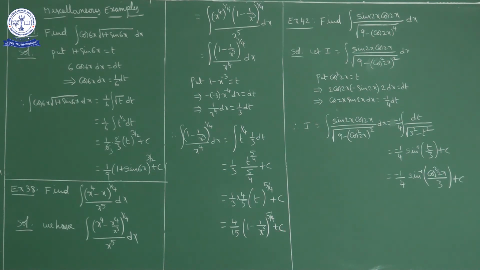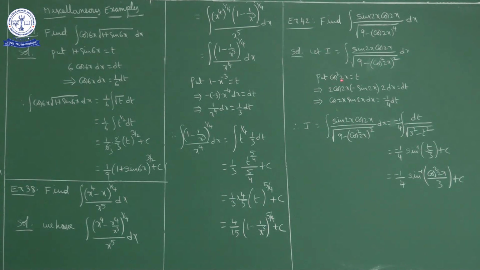Okay, next question, question number 42. Find integral sin 2x into cos 2x dx upon square root of 9 minus cos 2x whole power 4. Okay, here I'll write like this: I is equal to integral sin 2x cos 2x dx upon square root of 9 minus cos 2x power 4 as cos square 2x whole square. Now I'll put cos square 2x as t.